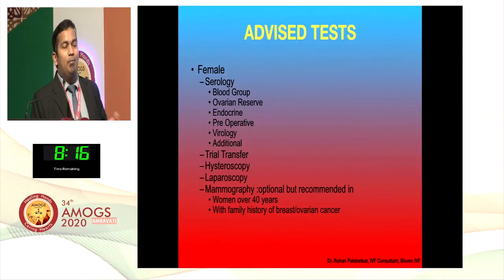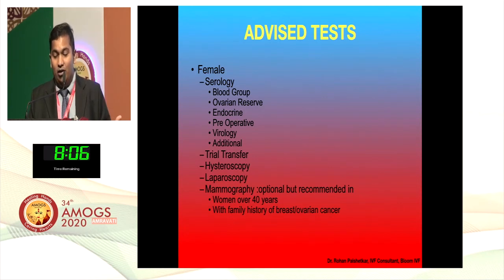Ideally, try and do your own sonographies because this will give you a clear-cut picture about what you're going to be suspecting in these patients. Now, when you look at the blood tests you want to do, obviously your serology will include the blood group of a patient, your ovarian reserve, the endocrinology aspect, your pre-op virology, and any additional tests which may be required.